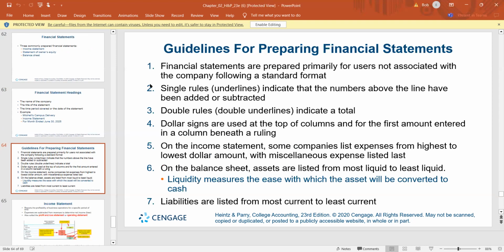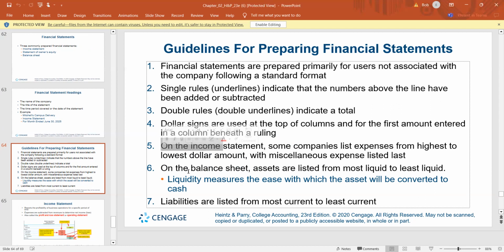Guidelines for preparing financial statements: they're prepared primarily for users not associated with the company, following a standard format. So they expect to see these statements laid out a certain way. And here they talk about double lining, underlining, not underlining. I'm not going to worry about that, okay?